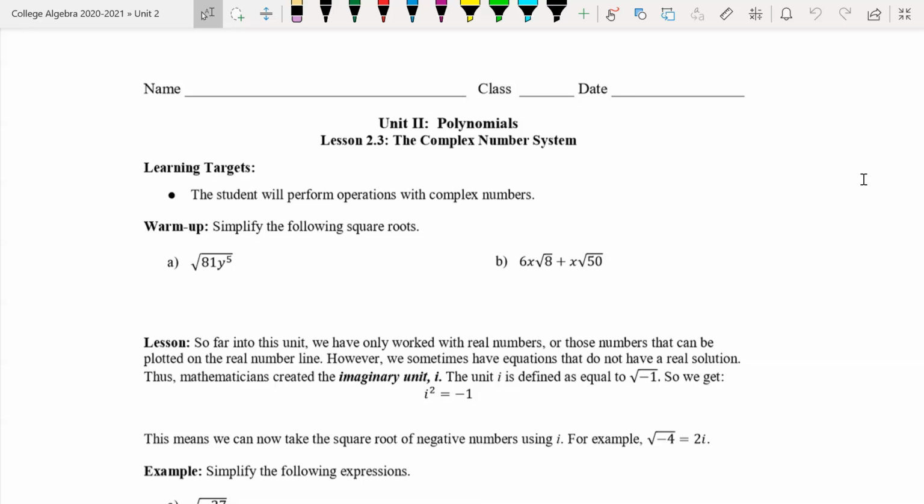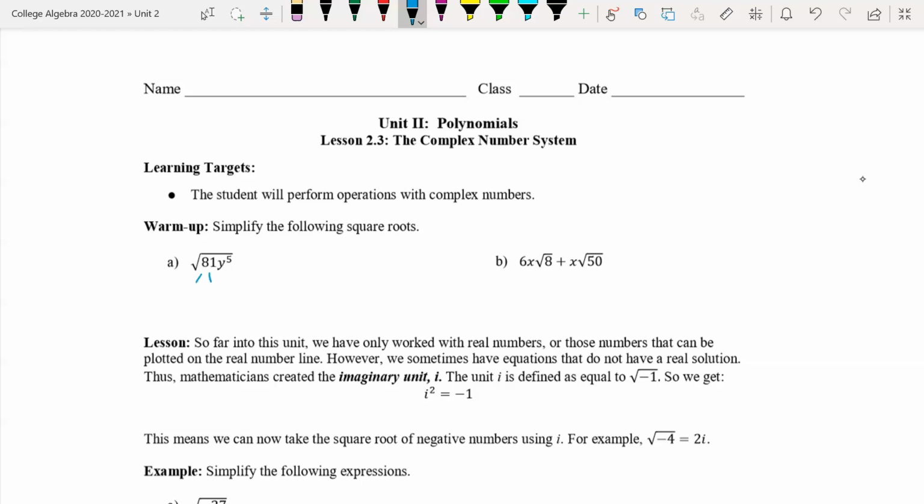We're going to do polynomials, the complex number system, so we're still in Unit 2, but now we're going to talk about imaginary numbers, aka the complex number system. So we're just going to perform operations with complex numbers, but before we do that, let's talk about just simplifying square roots like we used to.